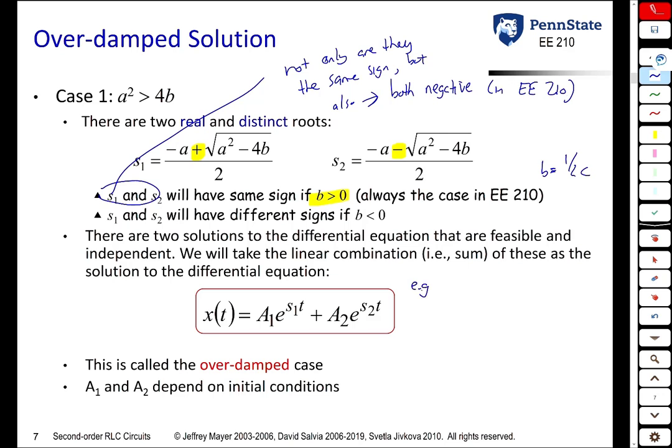For example, you might have something like 5 e to the minus 4t plus 6 e to the minus 2t. Or maybe you have minus 7 e to the minus 2t plus 8 e to the minus 8t. Or you might have minus 6 e to the minus 3t minus 18 e to the minus 4t. But notice in all cases, these numbers are going to be negative.